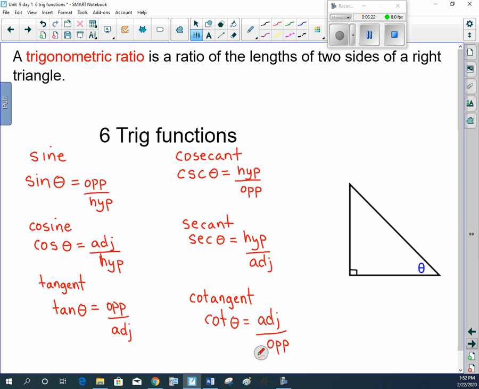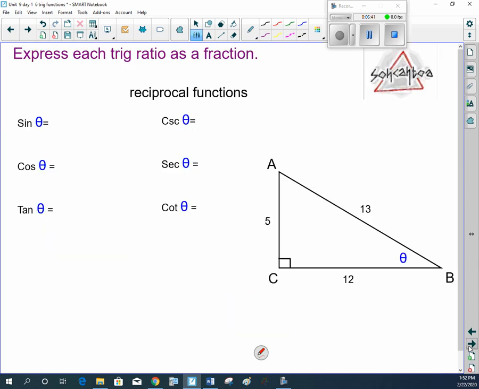So in this triangle here on the right, if my theta was down here in the right-hand corner, this would be considered the opposite side. This is my adjacent side, and this is my hypotenuse. So I would be picking two of those three sides every time I wanted to use one of those trig functions. So we'll go ahead and practice that.